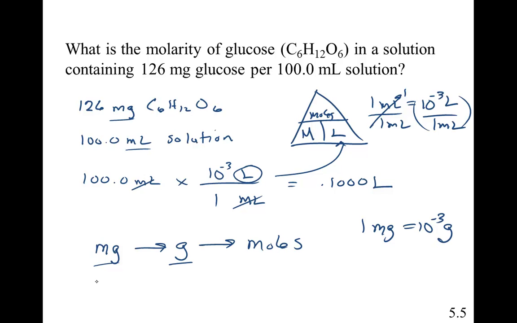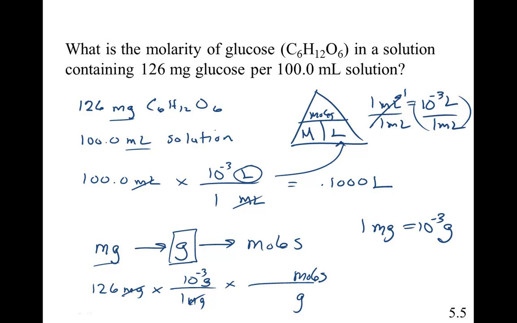So we'll start with what we have, 126 milligrams. Multiply that by 1 milligram in the denominator and 10 to the negative third grams in the numerator. The milligrams become 1. We're left with our units in grams, and we are at this part of our plan of action. So to convert grams to moles, we have to know the molar mass of the substance.